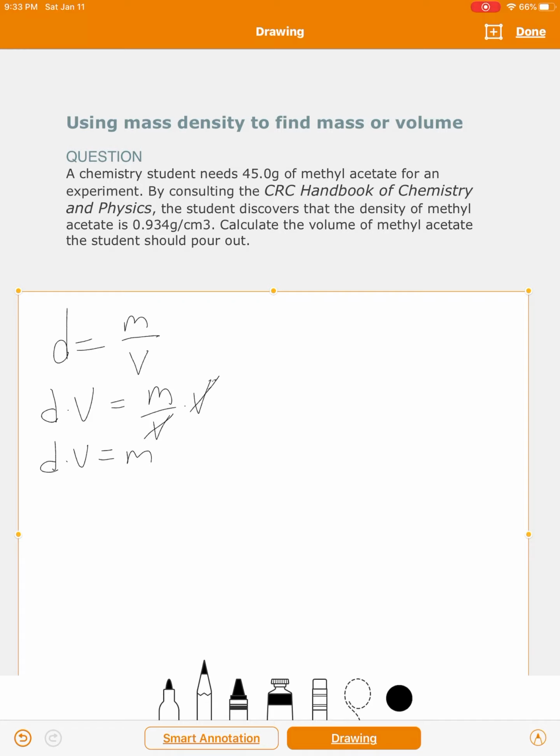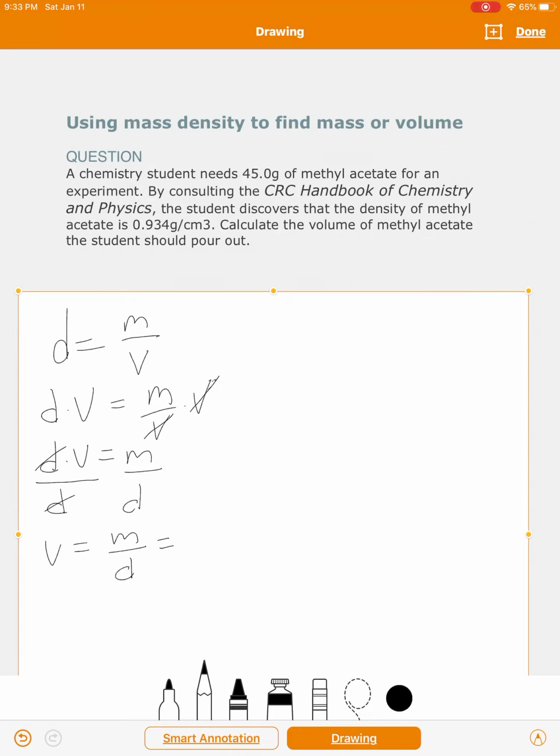So I have one more step to do, which is to divide both sides by density. I'm dividing by the quantity that's on the same side as what I'm trying to figure out, and I'm going to divide by that same quantity on both sides. So now density divided by density is 1, and now we have our result. Volume is mass divided by density. Now all we have to do is put the numbers and the units in.